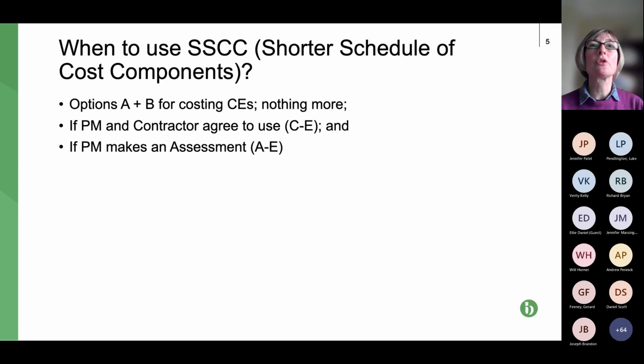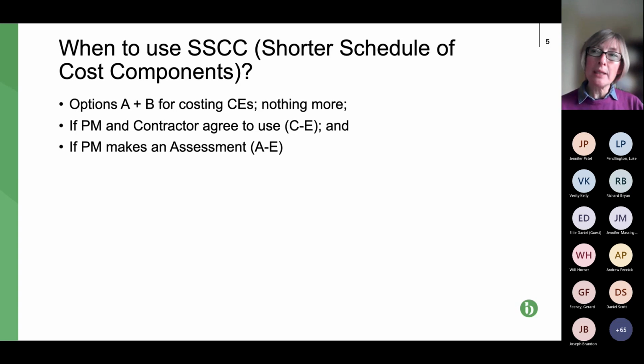So this is moving on to the shorter schedule of cost components. So we know it's shorter. So where is this used? Well, it's predominantly used for options A and B. So they're the fixed, the lump sum contracts. So obviously you get paid your fixed price, your lump sum in those contracts, but the shorter schedule is used to calculate your compensation events.